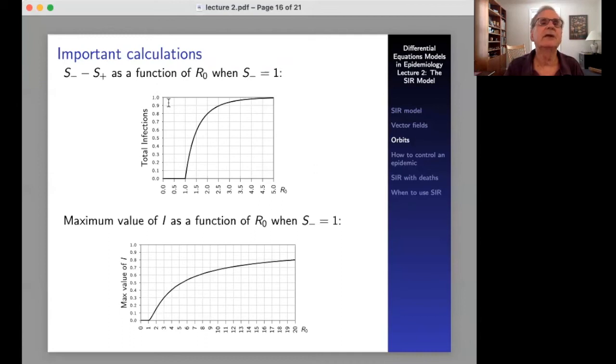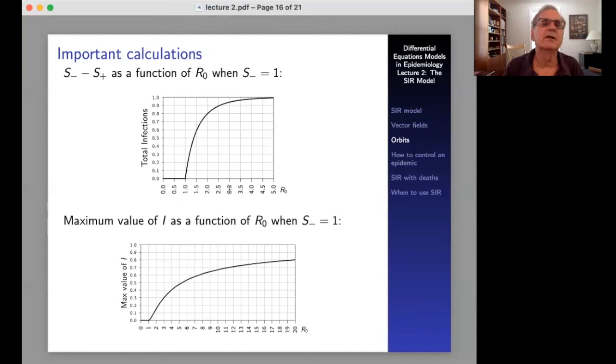So set S minus equal to 1 and just calculate 1 minus S plus as a function of R naught. It depends only on R naught. It doesn't depend on gamma and beta separately. You get 0 for R naught less than 1. Nothing really happens there. But as soon as R naught gets greater than 1, the total number of infectives starts increasing.